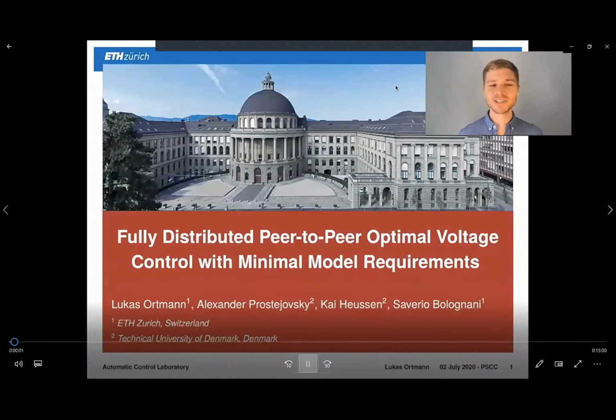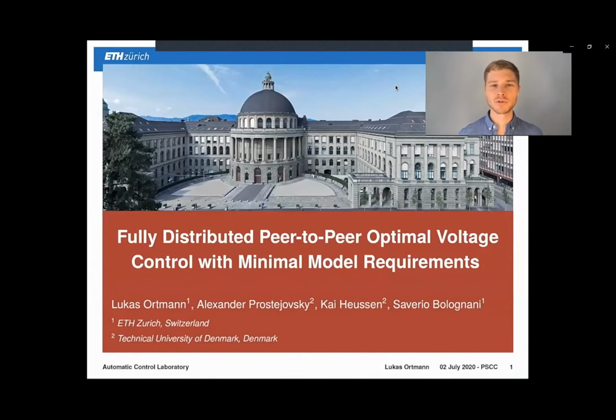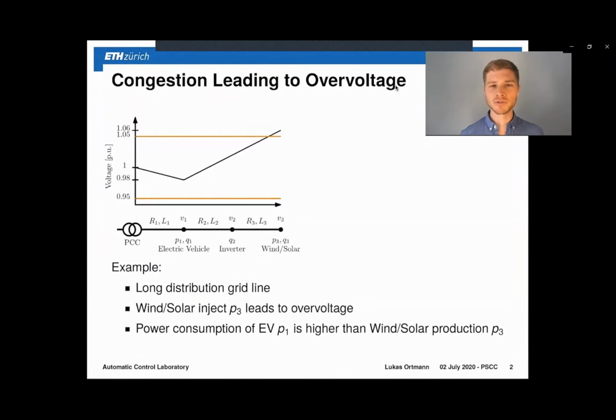Welcome to our presentation on fully distributed peer-to-peer optimal voltage control with minimal model requirements. This is joint work with Alexander Prostejovsky, Heussen, and Saverio Bolognani. Let's first have a look at the problem that we're trying to solve.